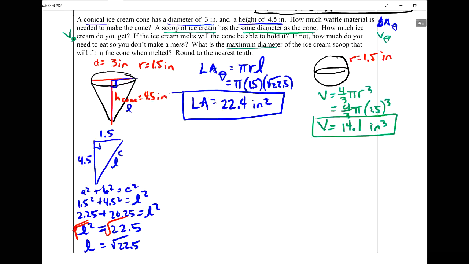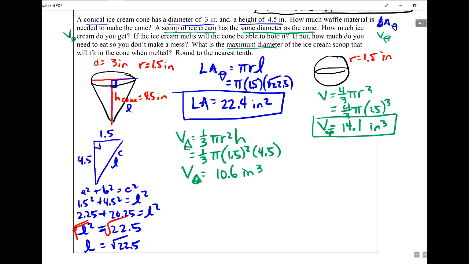And if it melts, will it fit in the cone? Well, we are interested in the volume of a cone. So the volume of a cone is 1/3 area of the base, which is just pi r squared, times the height. We have all this information. We substitute in radius 1.5 squared. Height of our cone is 4.5. And the volume of our cone, put that into our calculator, we get 10.6 inches cubed. So now we compare these two.